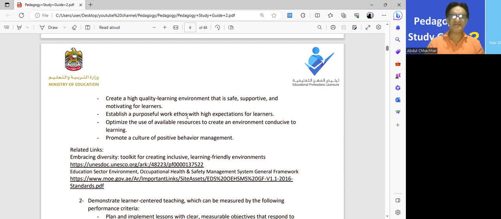As you know, some teachers design 2 learning objectives and some of them 3, okay. But make sure these are measurable. Promote a culture of positive behavior management. Now, how can you make positive behavior management, okay? So reinforce the students. There are some lessons regarding reinforcement, okay. I suggest you please go through it, okay.